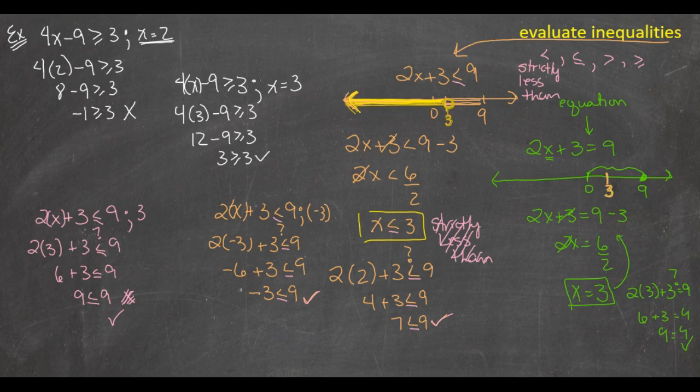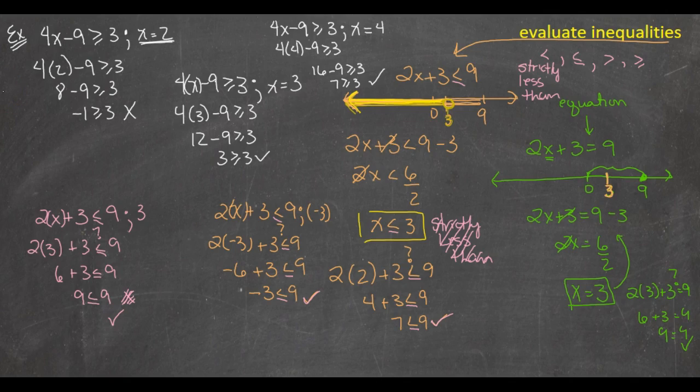Let's do one more. See if I can squish it all up in here. 4x minus 9 greater than or equal to 3. And this time we want to check x equals 4. So 4 times 4 minus 9 greater than or equal to 3. We don't know yet. 4 times 4 is 16 minus 9 greater than or equal to 3. 16 take away 9 is 7 greater than or equal to 3. Is 7 greater than 3? It is. So we know it's a solution without even checking the equals part.